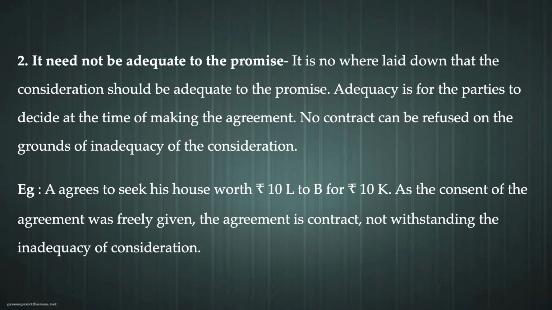Now what the second essential is talking about is that adequacy means what? Equal to or to the power of. The point is telling us that the consideration, whatever you're getting in return, need not be equal to the promise. Then what is it? Adequacy is for the parties to decide. It is up to both the parties who are entering into the contract to decide about the consideration.